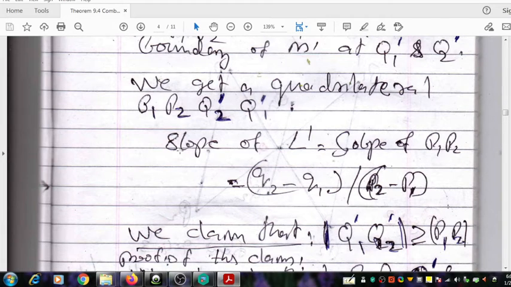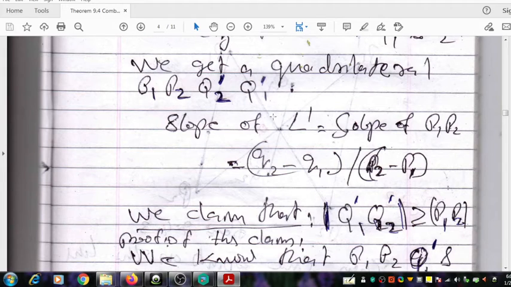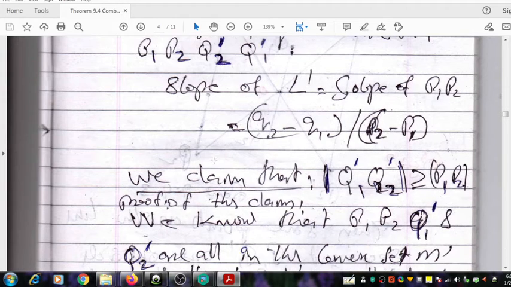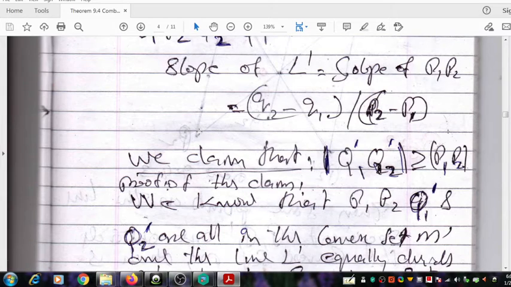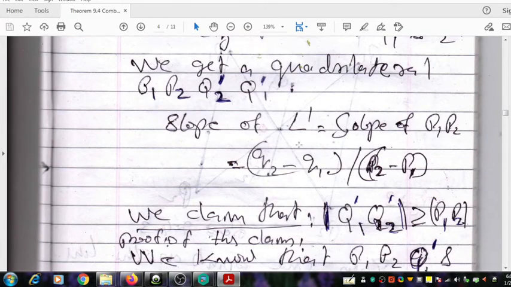And we can think about the slope of L dash. It is clear that the slope of L dash is the slope of the line segment p1 p2 because they are parallel. Since p1 p2 and the line L dash are parallel, to obtain the slope of L dash we can take the slope of p1 p2, and the slope of p1 p2 is q2 minus q1 divided by p2 minus p1. So that becomes the slope of the line L dash.